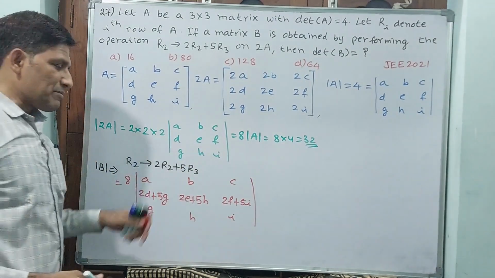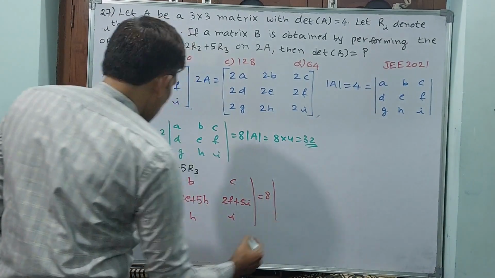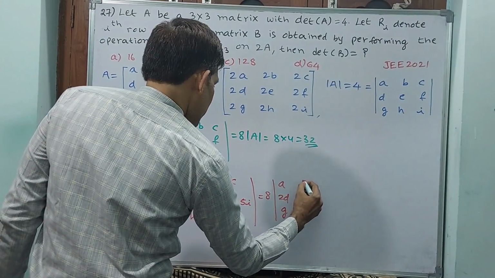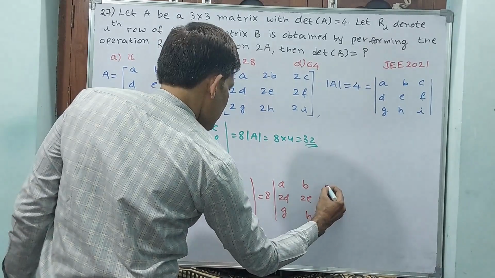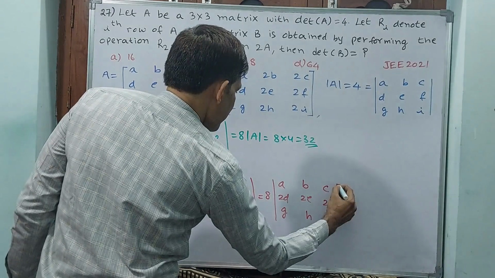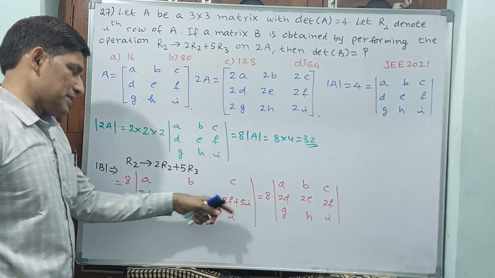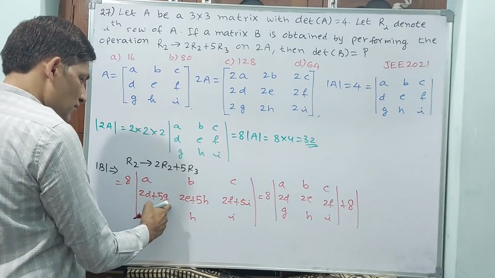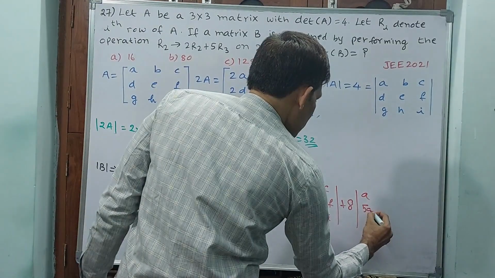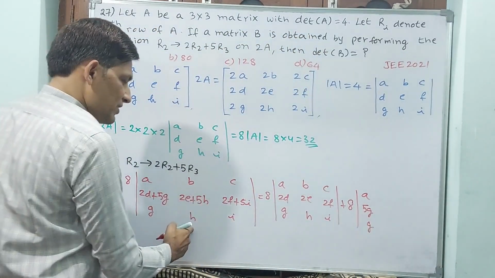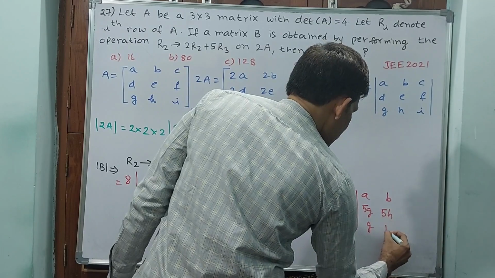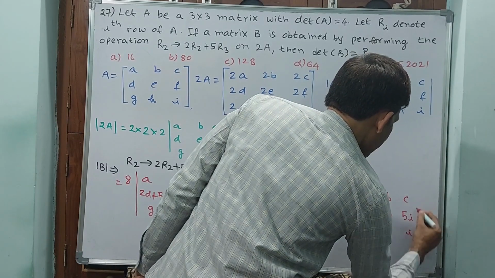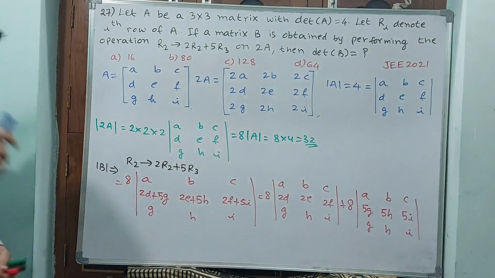The determinant we can split. Observe carefully how I am splitting. 8 times the determinant with rows A, B, C; 2D, 2E, 2F; G, H, I. Plus, again you keep 8, because 8 is common, and this time the determinant with rows A, B, C; 5G, 5H, 5I; G, H, I.